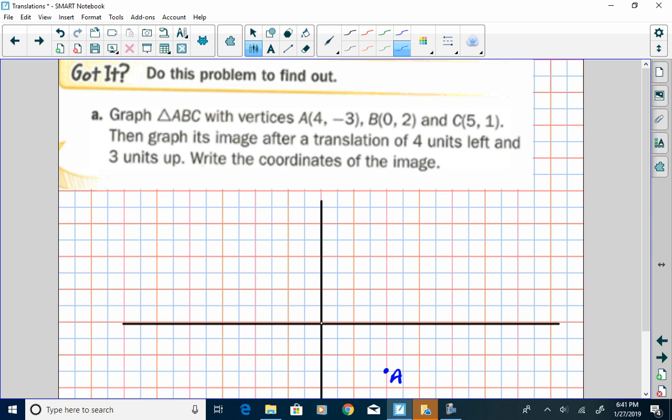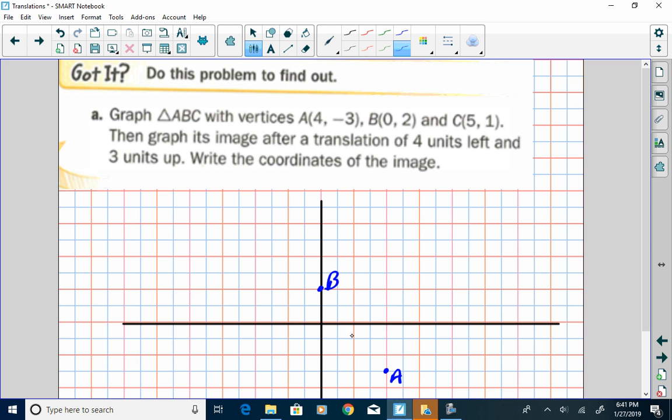Point B is located at 0, 2. When we have 0 as our x value, it means I don't go left or right, because this is where 0 is located on the x-axis, right? Because the x-axis is simply a horizontal number line, and here's 0 on that horizontal number line. But my y value is 2. So I have to go up 2 units from 0 on the x-axis. I'm going to label that point B.